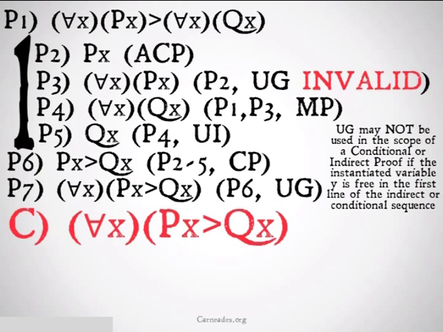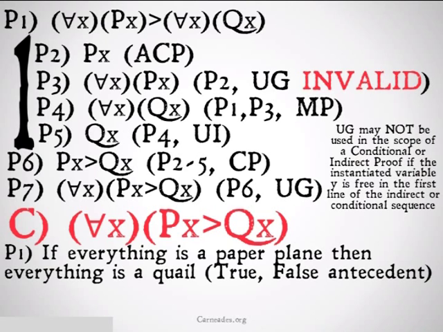Now, I've told you this is invalid, and you may be able to see that it's invalid from the use of universal generalization incorrectly, but right now it's a lot of symbols, so it may not quite make sense that it's invalid. So I'll translate it into something a little more concrete. Let's take premise 1 and say that it is, if everything is a paper plane, then everything is a quail. This is actually going to be a true statement because it has a false antecedent. The first part of the statement, that everything is a paper plane, is not true. So the whole conditional is in fact going to be true.